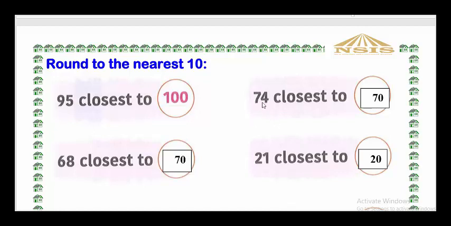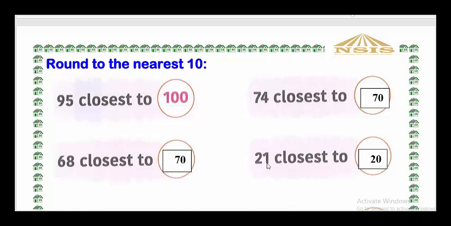74 to the nearest 10. Where are the ones? Ones is 4. 4 is a poor number, so 7 will be the same. The answer will be 70. 68. Where are the ones? The ones is 8. 8 is a rich number, so 6 will be 7. The answer will be 70.